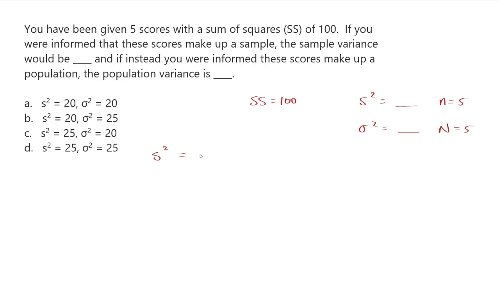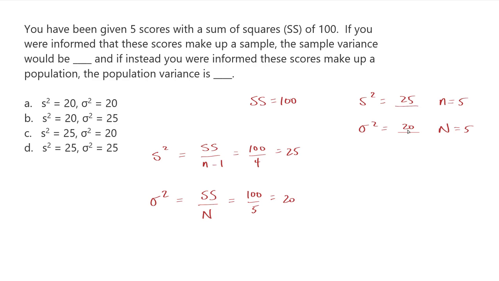When I've got a sample variance, my formula is sum of squares over little n minus 1. So this is 100 over 5 minus 1, that's 4. I've got 25 is my answer. If instead I'm dealing with population variance, it's still the sum of squares on top, but it's big N on the bottom, and I don't subtract 1. I'm just going to have a division by 5. And so this gives me an answer of 20.